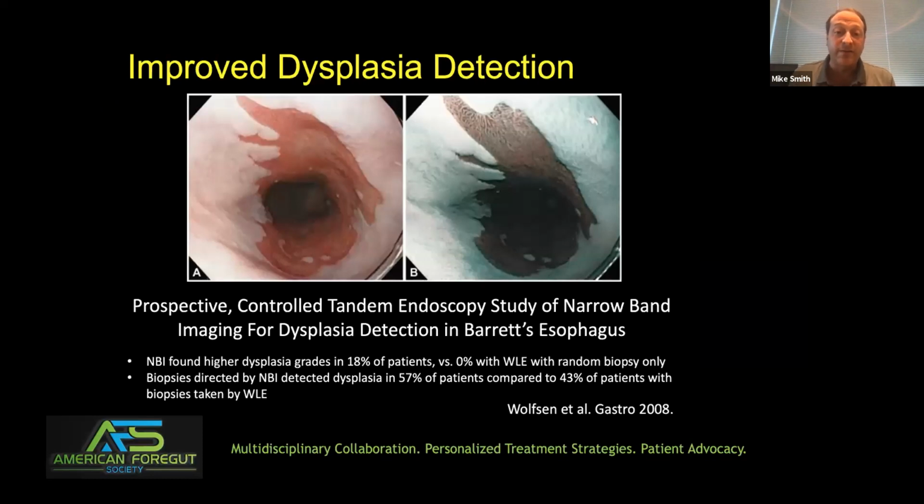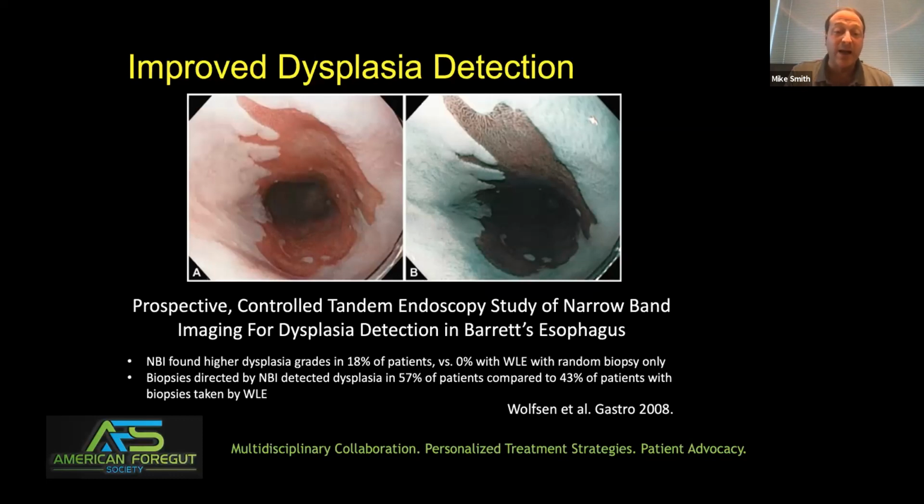So, there have been a number of studies out there. I just want to highlight two of them very quickly, demonstrating improved detection of dysplasia by using NBI. This one from Herb Wolfson down at the Mayo in Jacksonville showed that he was able to upstage the grade of dysplasia in 18% of the patients undergoing a tandem endoscopy study of NBI versus high definition white light endoscopy. This was published over a decade ago, and none of the Barrett's specimens that were evaluated with white light following NBI had an upstaging of their dysplasia grade.